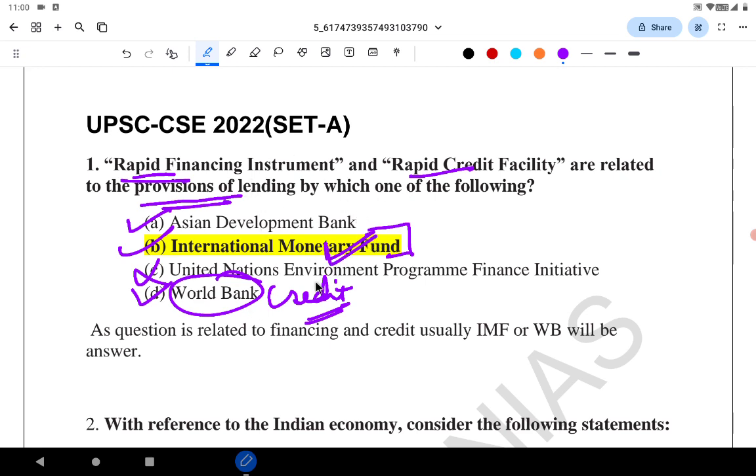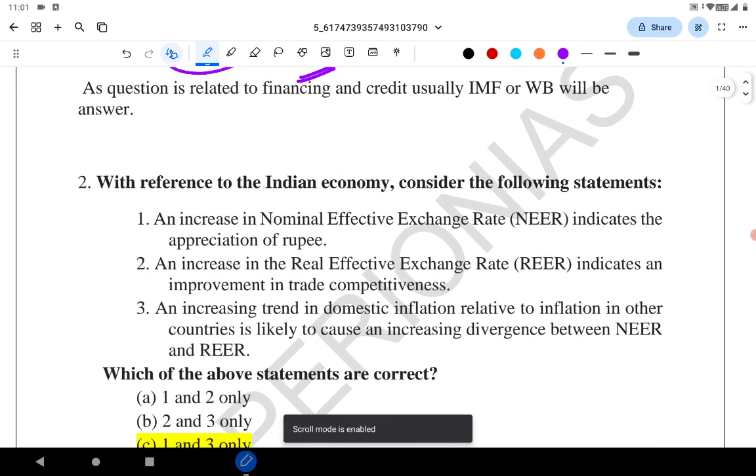So whenever such questions are asked, if IMF and World Bank are in the options, please concentrate on them. Very high chance IMF will be an answer. This was in news regarding the Sri Lankan debt problem. Let's go to the second question.